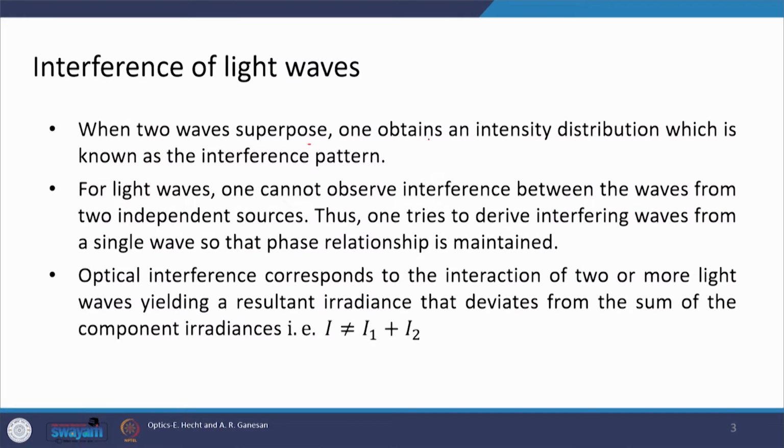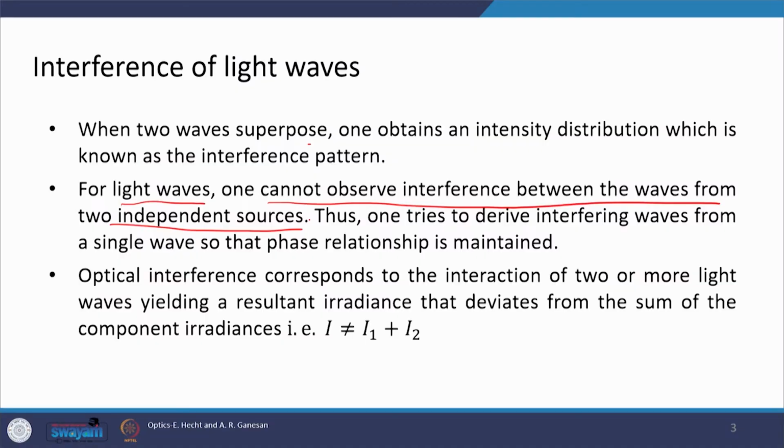Okay. Now, today we will start formally with the interference of light waves. We know that when two waves superpose, one obtains an intensity distribution which is known as interference fringes. Whenever we talk about fringes, we mean that there is a distribution of intensity. We launch two lights, they superimpose, and they automatically create some pattern, and this is called a fringe pattern. We see their maxima, minima.